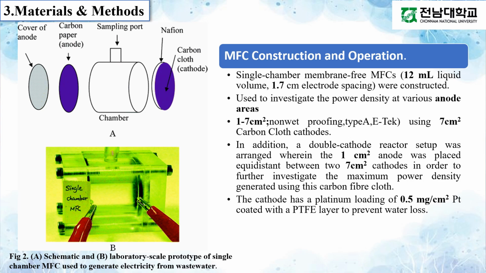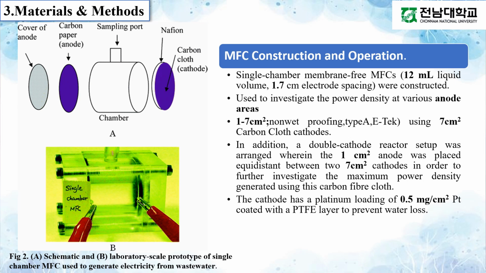In addition, a double cathode reactor setup was arranged wherein the 1 centimeter square anode was placed equidistant between two 7 centimeter square cathodes, in order to further investigate the maximum power density generated using this carbon fiber cloth. The cathode has a platinum loading of 0.5 mg per centimeter square, coated with a PTFE layer to prevent water loss.